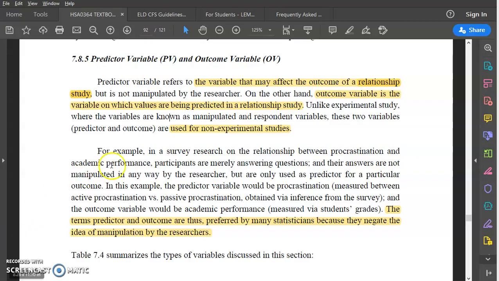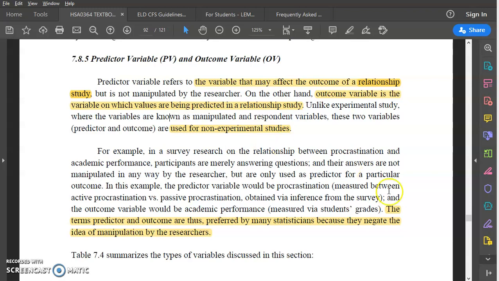So to recap on what we've learned so far, a predictor variable refers to the variable that may affect the outcome of a relationship study, and the outcome variable is the variable on which values are being predicted in a relationship study. Okay, just a few more important notes on these two types of variable. Because it's a relationship study, it is a non-experimental study. We will look at what experimental and non-experimental studies are in chapter 9.